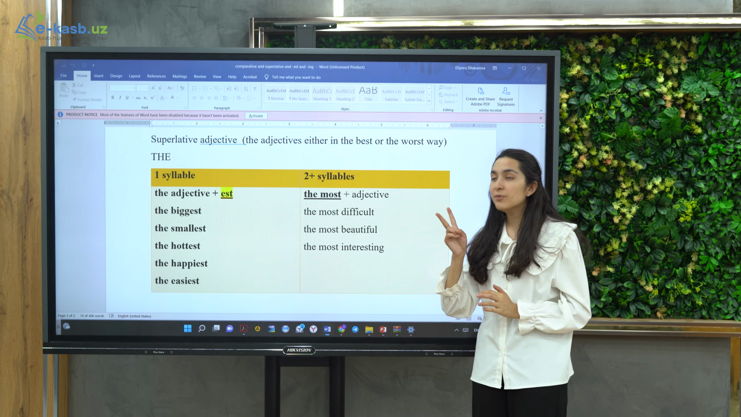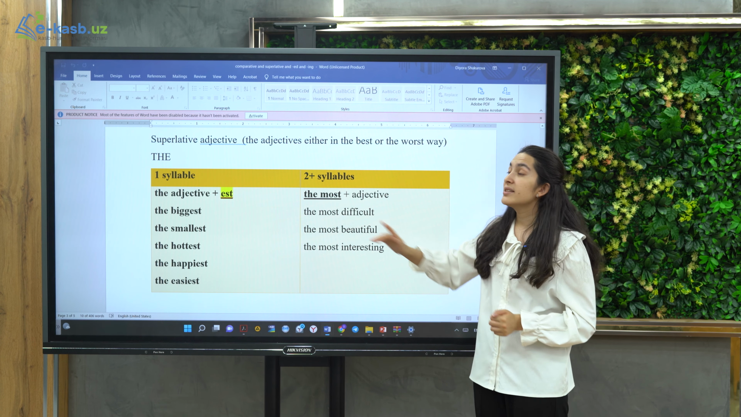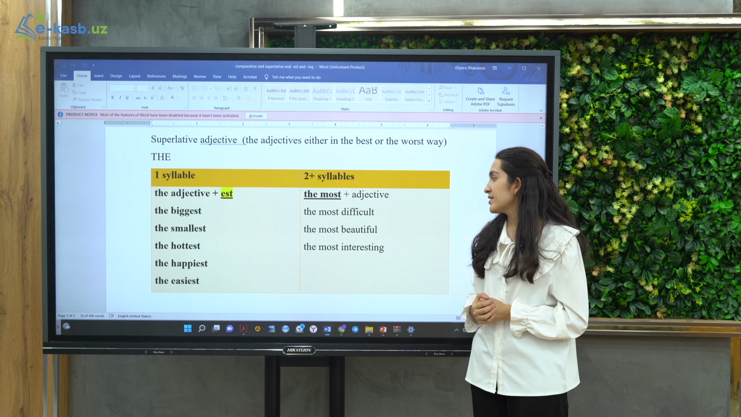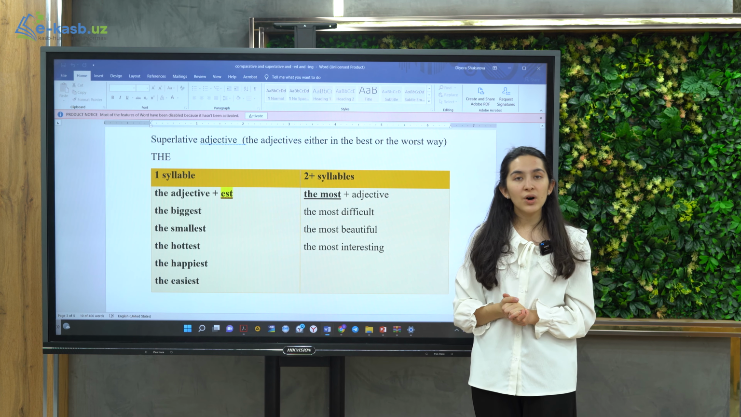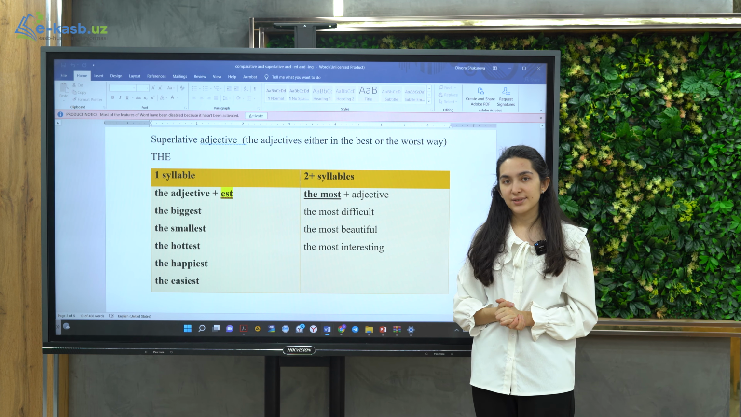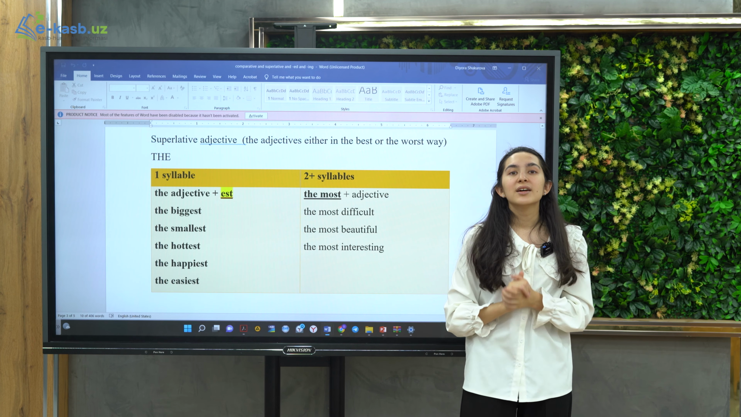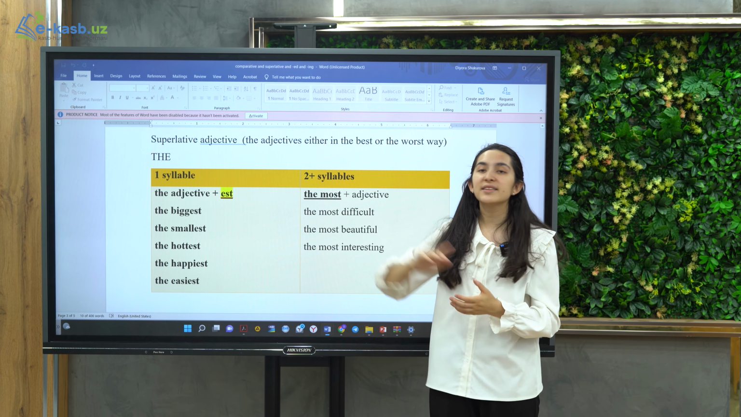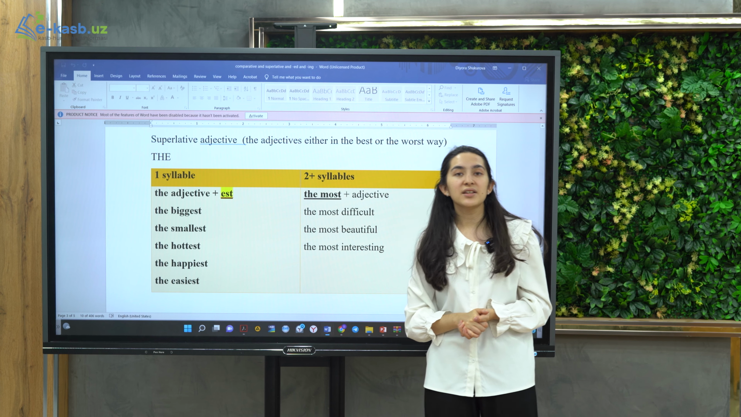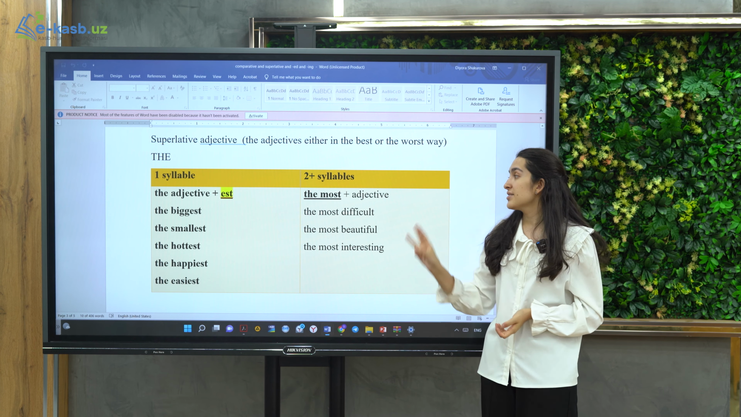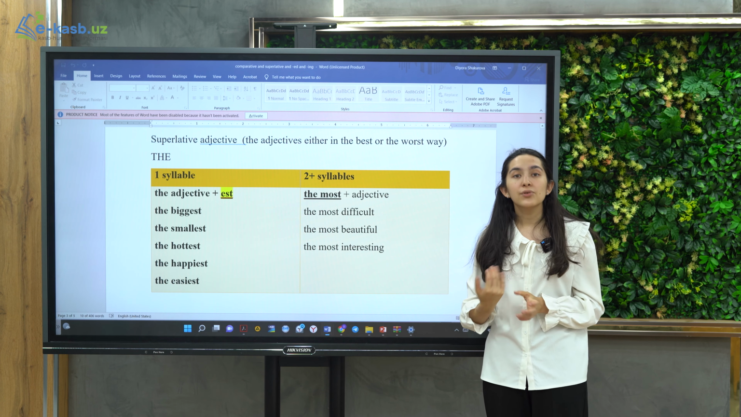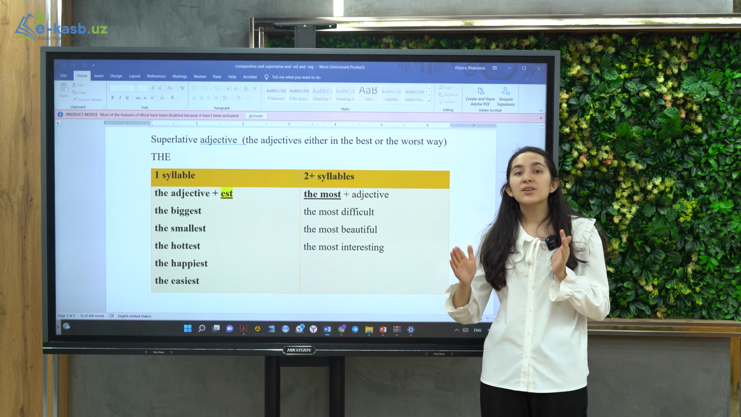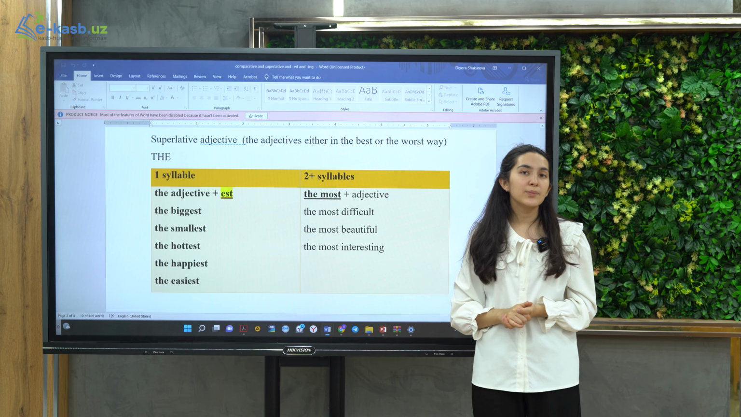If we have 2 plus syllables, we use the most. The most plus adjective. The most difficult, the most interesting, the most dangerous, and others. Clear? Black and white? So now let's make 3 sentences with the plus adjective plus est and 3 sentences with the most plus adjective. For example, yesterday was the most unforgettable day in my life.